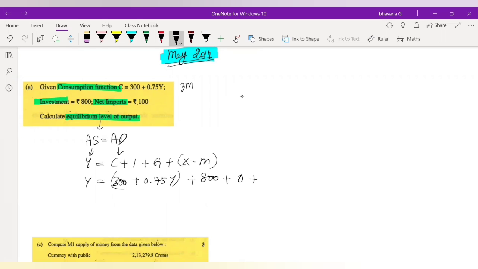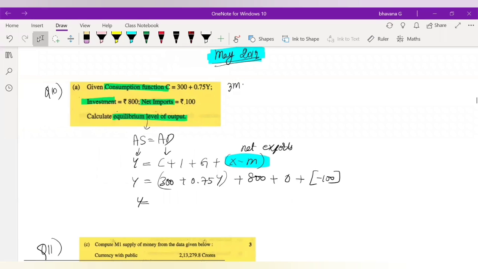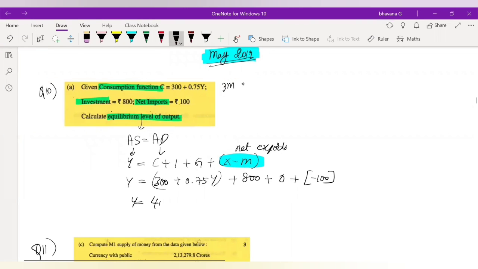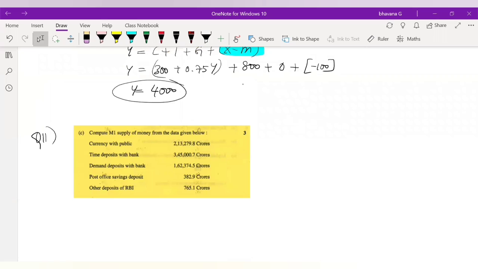And then finally you have net imports. Remember, if you do X minus M, you will get only net exports. Okay, this is net exports, X minus M. Here they have given you net imports. That means here imports are more than exports. That means it is minus 100. So if you do this, you will get a Y of 4000. Okay, you will get a Y of 4000. So this will be your equilibrium level of output. It is nothing but income 4000. Okay. Yes, that was also a simple question.